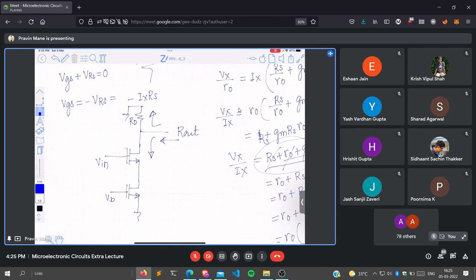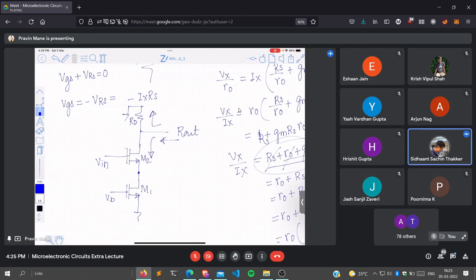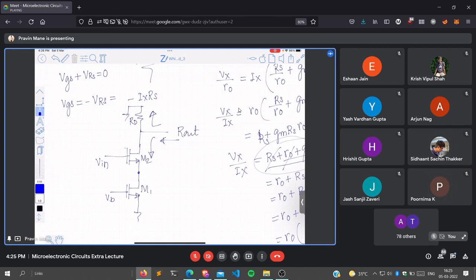Now you tell me, where is the source terminal of this MOSFET M2 connected? Is it connected to ground? No. So what should I do? I should look from this terminal and see what is the resistance offered by M1. What is the resistance offered by M1 when I look from the drain terminal into M1? RO1. Why? Because this is connected to ground. In finding out the impedance, this is connected to ground.